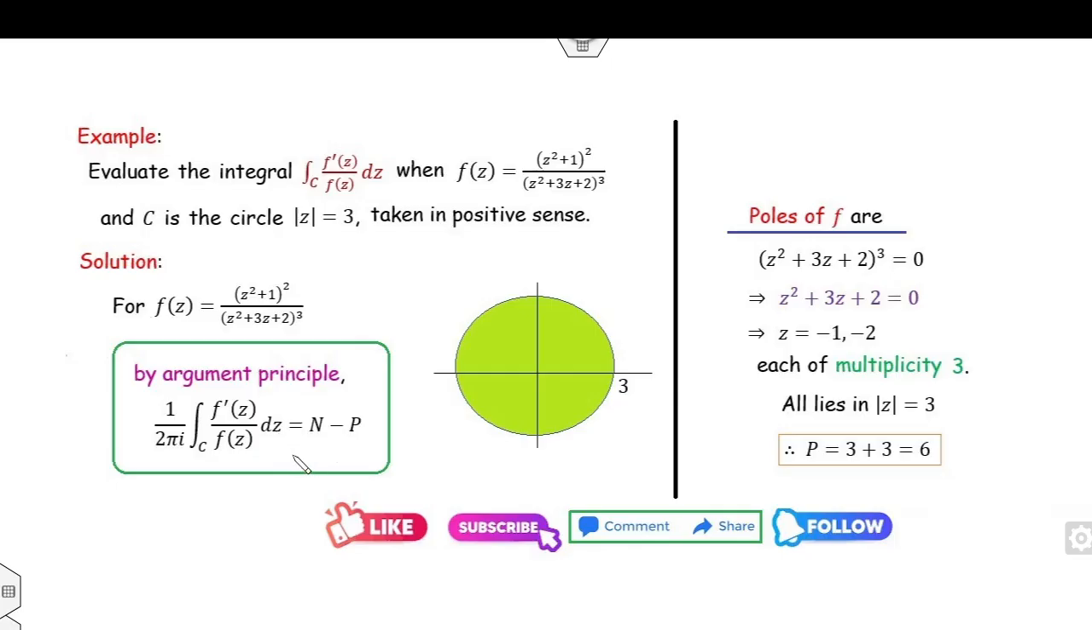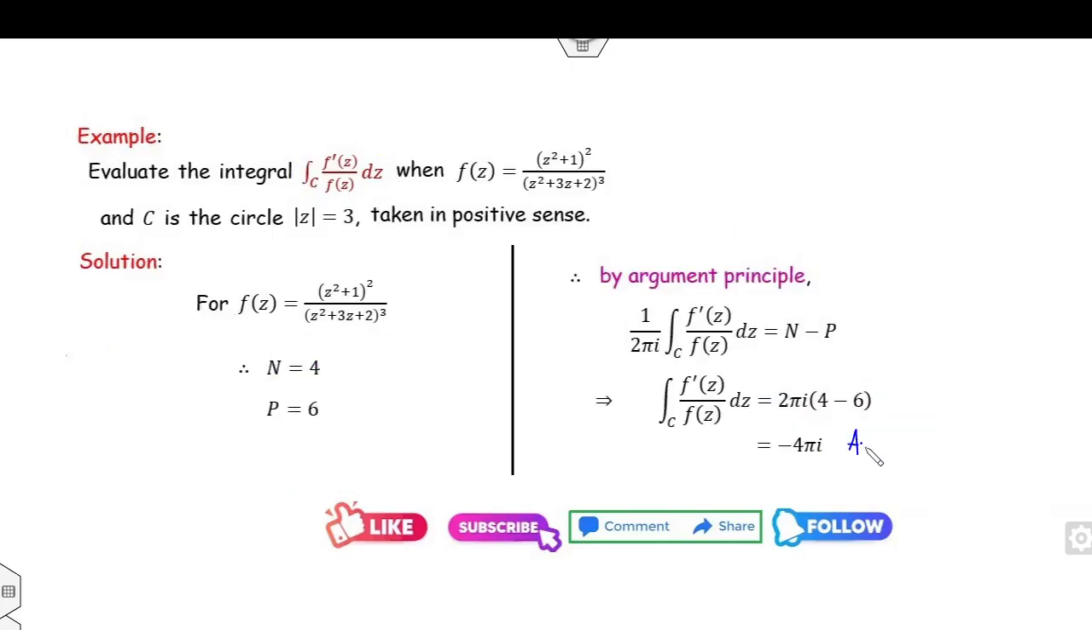Now substitute both values here. N is 4 and P is 6. So the answer is minus 2. And what is the value of this integral? I can multiply by 2 pi iota on both sides. Your answer is minus 4 pi iota, which is the correct answer.